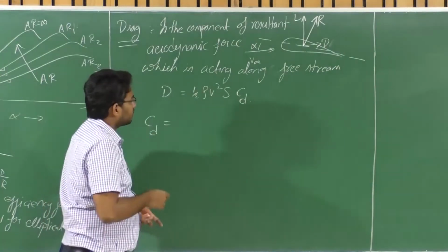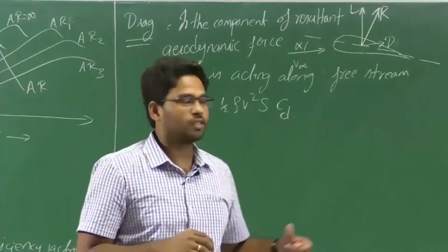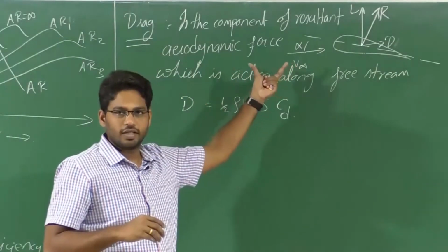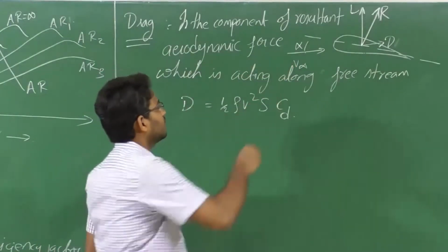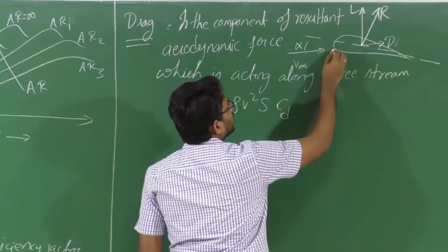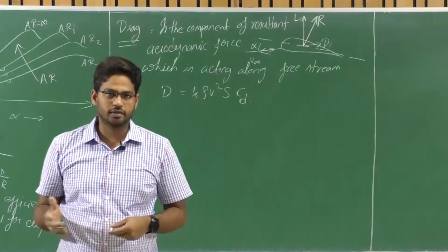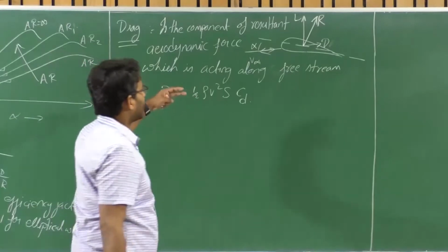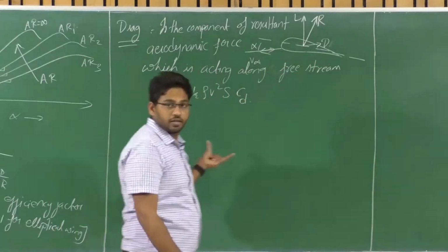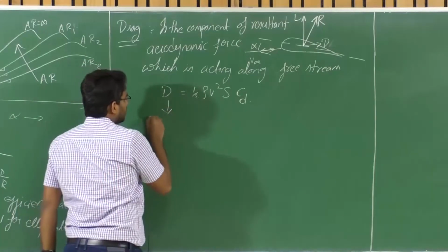So what is the contribution? What does drag do in the first place to the flight vehicle? It will retard the motion, isn't it? It is acting against the motion. When the flow is in this direction at V infinity, the body is also moving in the same direction with the same velocity under ideal conditions, right? That means the drag is acting opposite to your motion, which is retarding your motion in the fluid, right? So drag retards the motion.